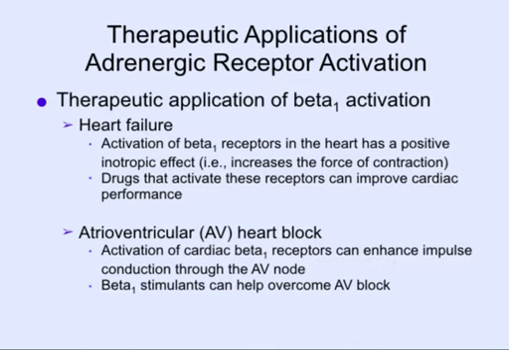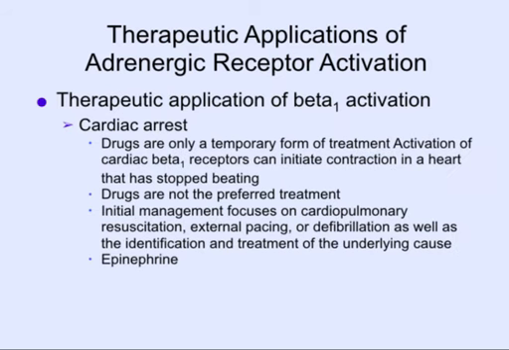It can also be used for an AV heart block. And this activates cardiac beta 1 receptors to enhance the electrical conduction through the AV node. So these beta 1 stimulants can help overcome an AV block. For instance, if you have a code, sometimes it's related to lethal arrhythmia. Obviously, another one too, cardiac arrest, like I was just kind of mentioning.